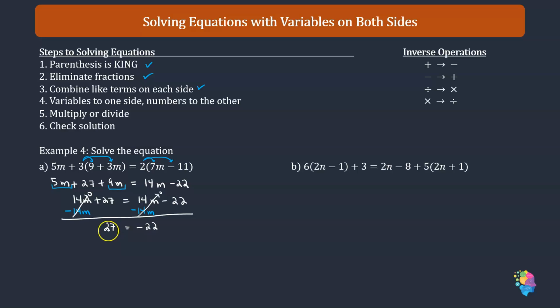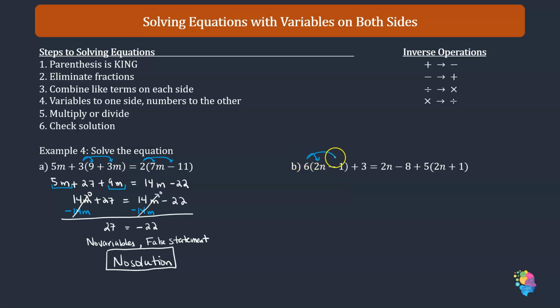Not only that, 27 is not the same as minus 22. This is a false statement. So I have no variables left to solve for, and I get a false statement. That means that this equation has no solution. So if you try to check a solution, take any number that you want for m, any number in the world, plug it in, and you're going to see that none of those are going to give you a true statement. Let's try B. Check out what happens here.